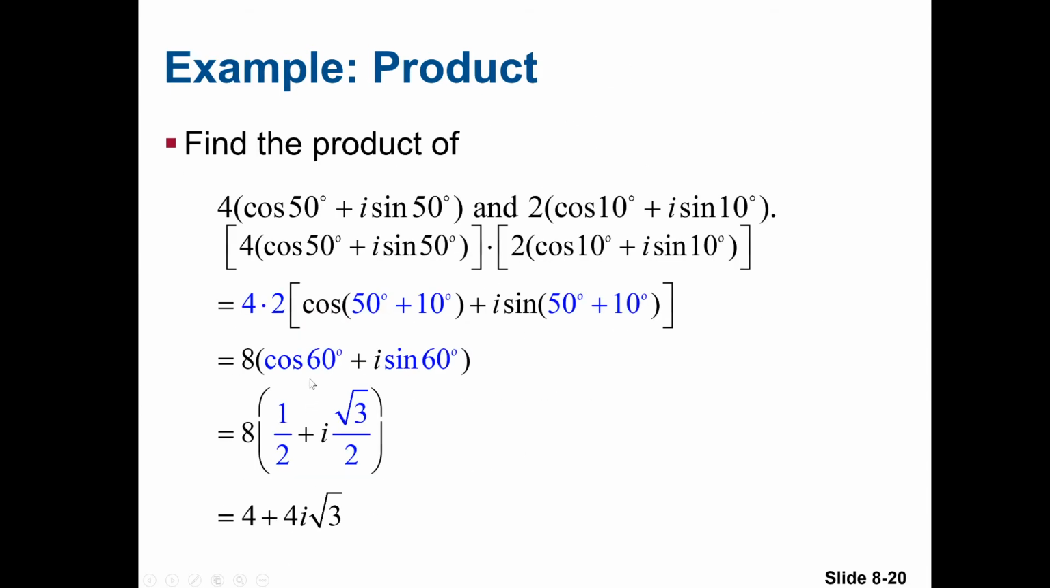Then we need to convert this back to the complex number. Cosine of 60 is 1/2, and sine of 60 is root 3 over 2. So it's 8 times the quantity of 1/2 plus i root 3 over 2. And then distribute, so we have 4 plus 4i root 3.